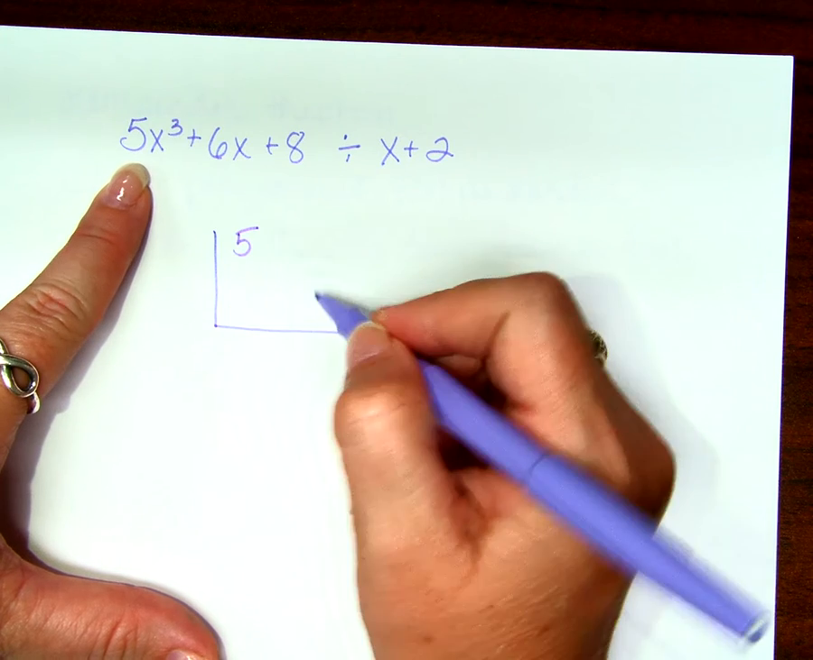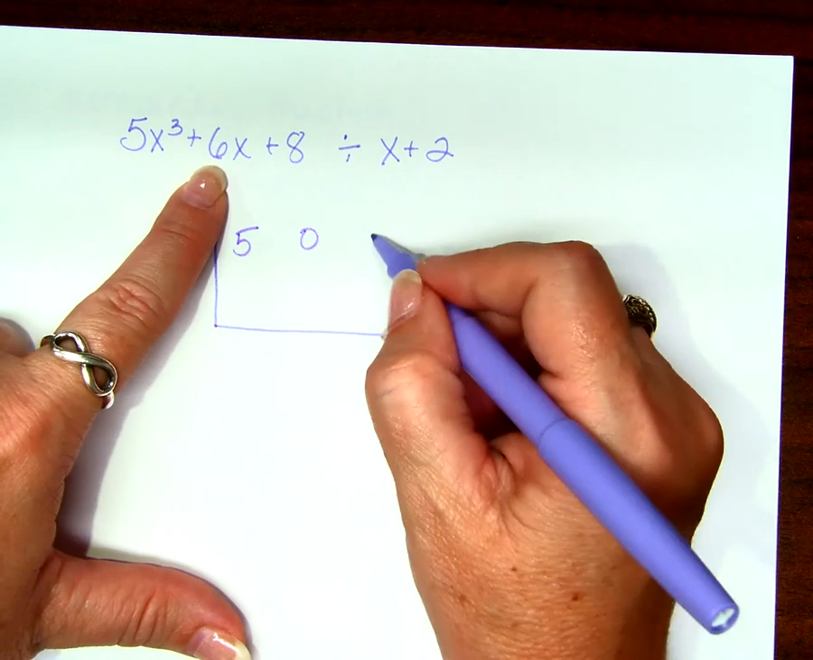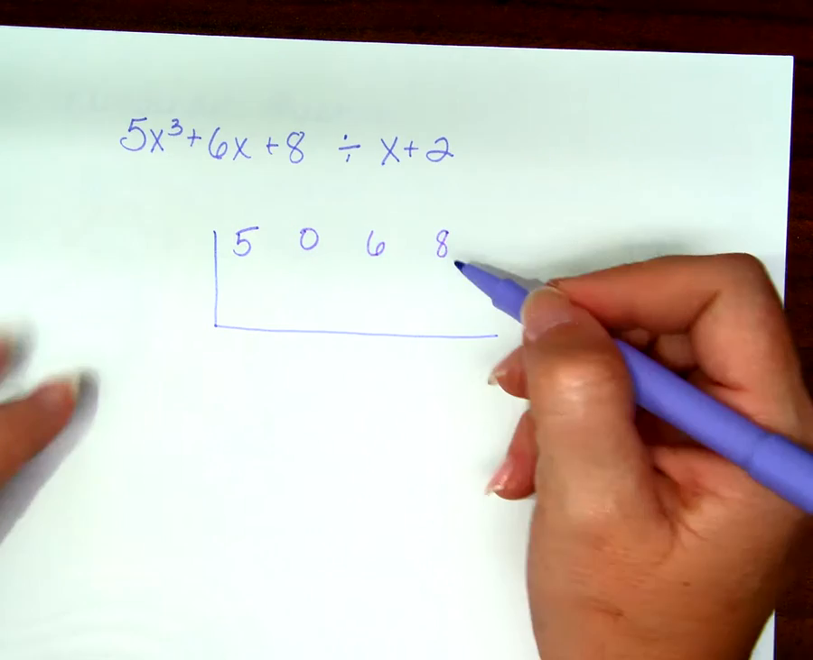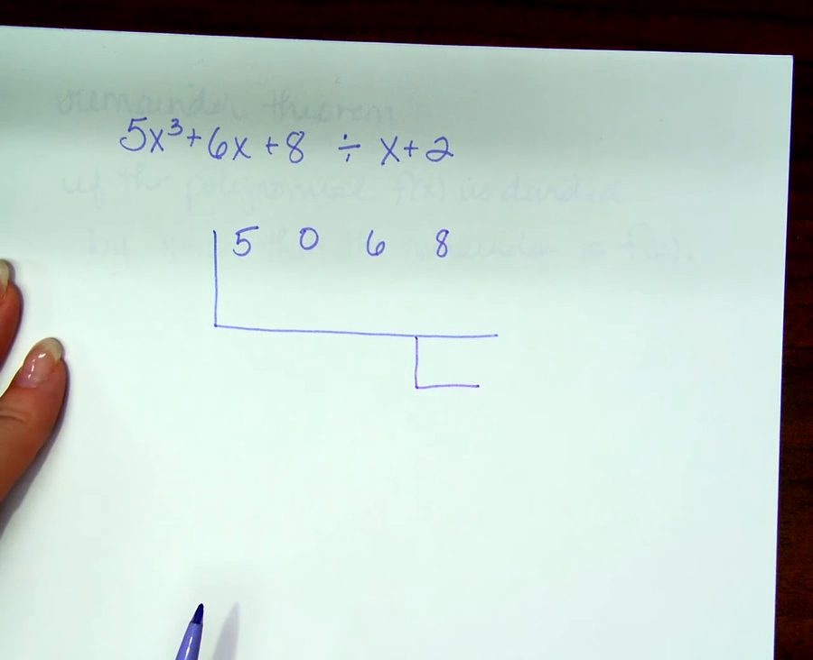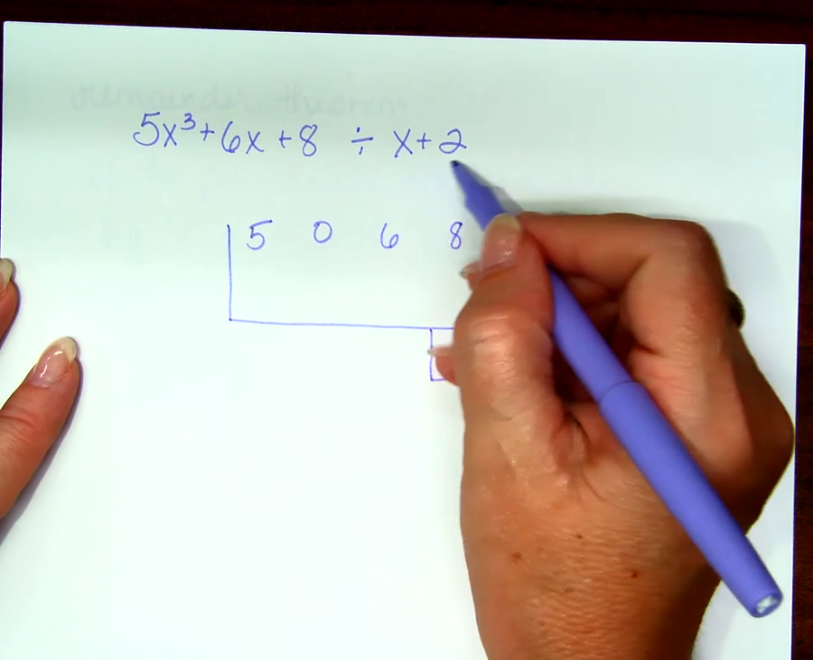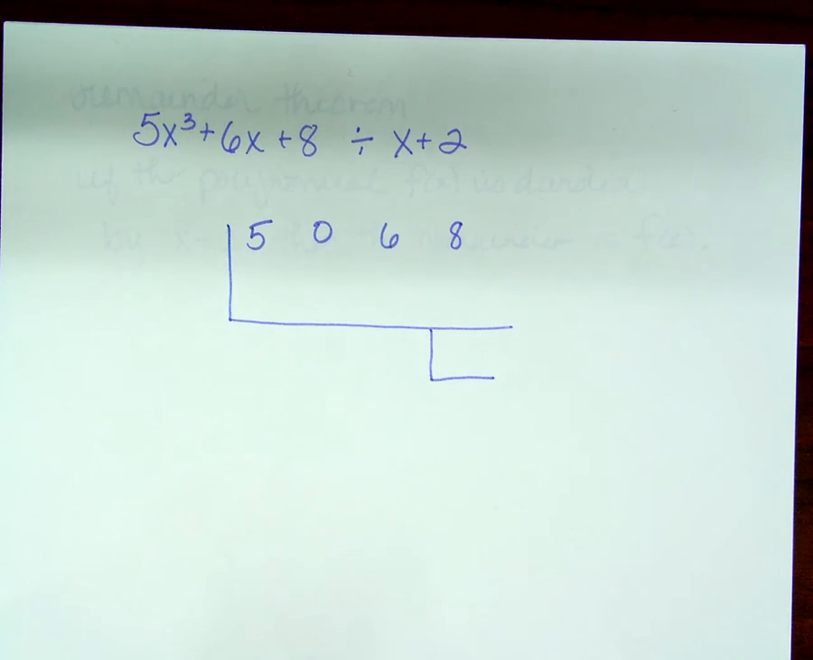So I have a 5 here, and then a 0 because I don't have an x squared term. Then I have a 6, and then I have the 8. And underneath the 8 goes my remainder box. Okay? If this is what I'm dividing by, what goes out in front of the synthetic division problem? Do you remember?